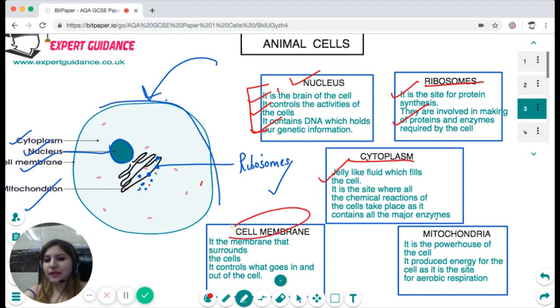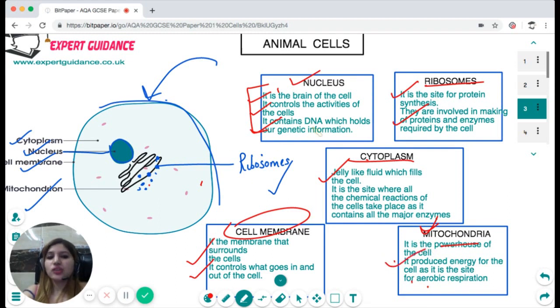Next is the cell membrane, as it's the outer layer. So as it's the outer layer, it is controlling what is going in and out of the cell. And mitochondria is very important. It is the powerhouse of the cell. Powerhouse means it provides the cell with the energy, as it is the site where aerobic respiration takes place.